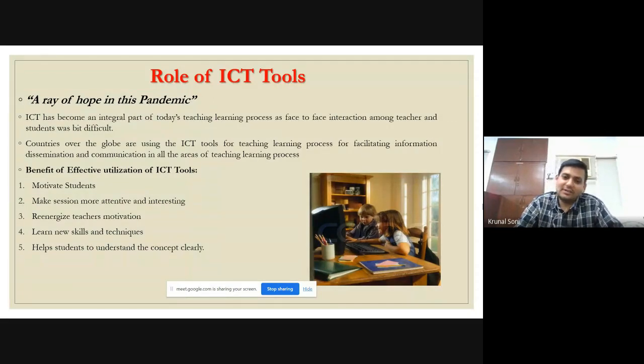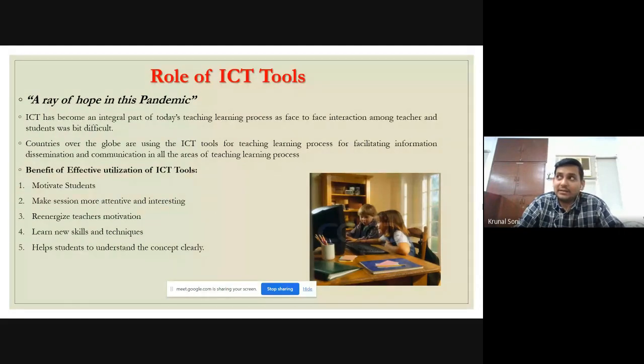During the session, if they have any problems or difficulties, they don't have to ask the faculty, or wait for the lecture to be over. Side by side, they can open Google and search for the things on which they have been stuck. Right. Then the third point is re-energizing teachers' motivation.